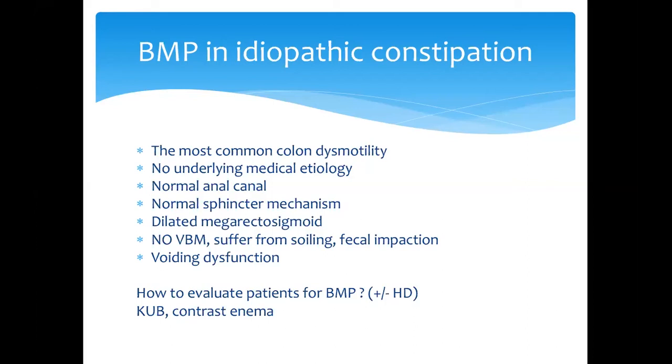How do we evaluate those patients? Simply, we do a KUB and we do a contrast enema. It's very important to know this, as many patients have been referred to our clinic to rule out Hirschsprung disease. Just by doing a KUB and contrast enema and taking a full proper history, you can tell they are not Hirschsprung. Doing a contrast enema and seeing that the rectum and sigmoid is hugely dilated, filling the pelvis, this is for sure not Hirschsprung.